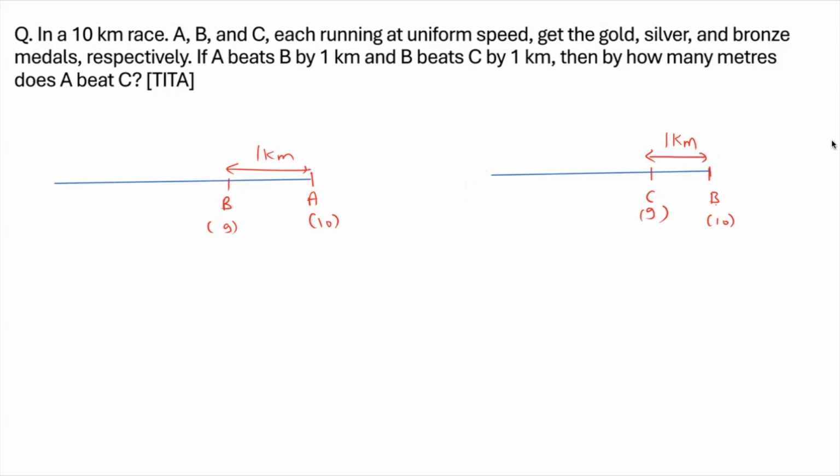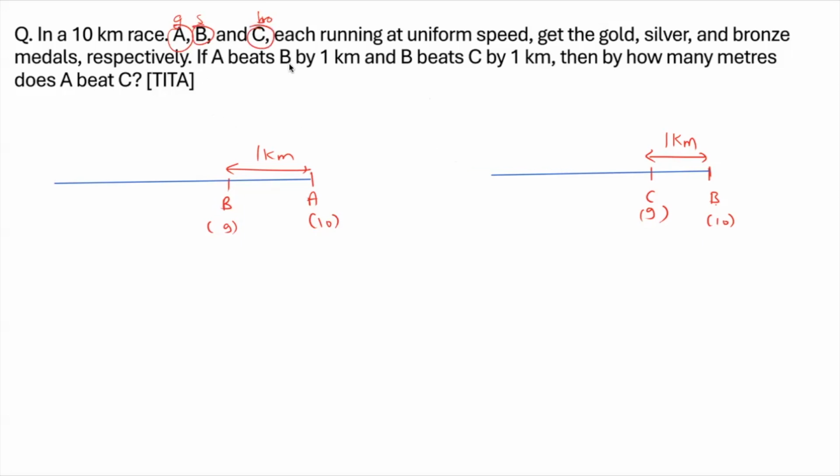So the situation in this question is best explained in these two diagrams. In a 10-kilometer race, A, B, and C, each running at uniform speed, get the gold, silver, and bronze medal respectively. So A gets the gold, B gets silver, and C gets the bronze medal. So A wins the race, B has come second, and C has come third.